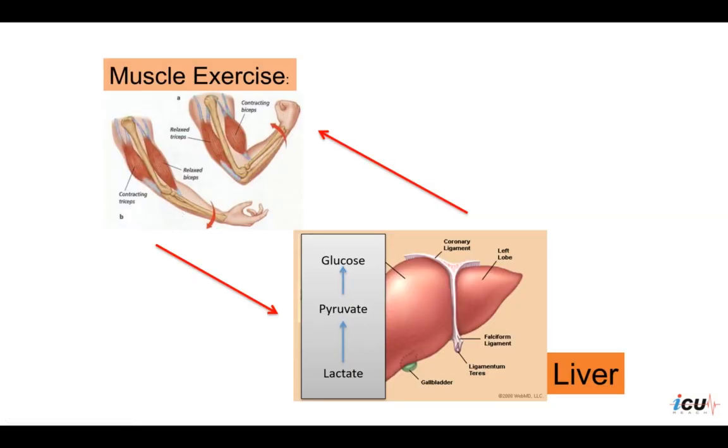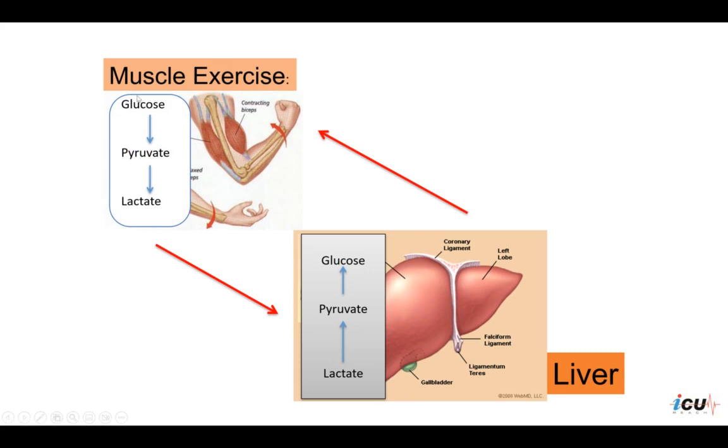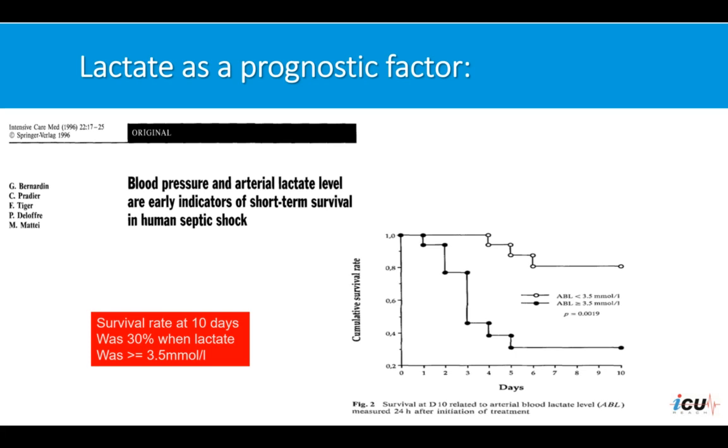gluconeogenesis. So if we have someone who's exercising, the muscles will utilize glucose into pyruvic acid, and if we lack oxygen, it will be converted to lactic acid. This lactic acid goes to the liver and is converted back to pyruvic acid and back to glucose, and this is the gluconeogenesis that we have in the body.